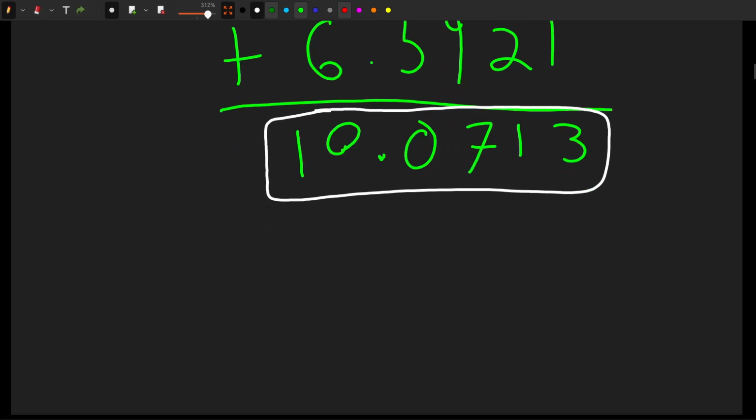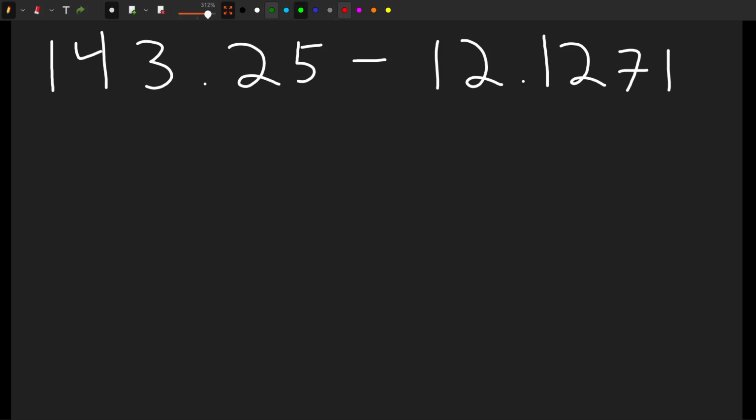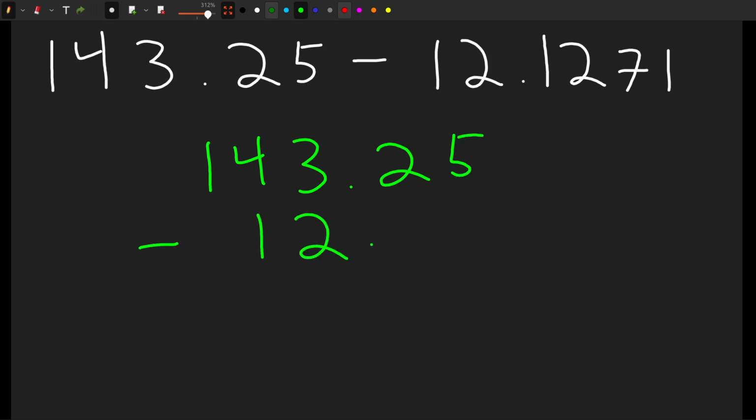All right, last problem for the addition and subtraction ones. I'll use a new page here. We will have 143.25 minus 12.1271. Okay, subtracting them out, we have 143.25 minus 12.1271. And notice how I'm missing 2 spots in my top number.